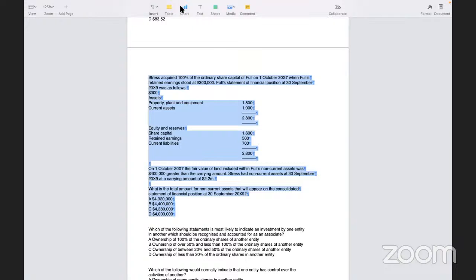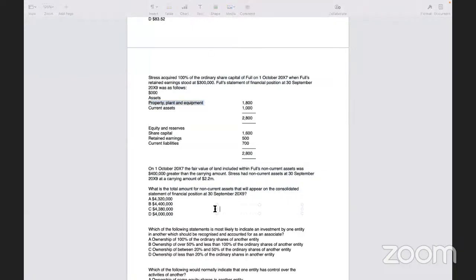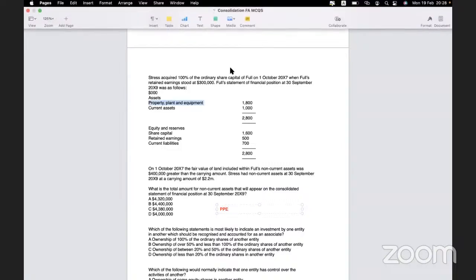Okay, right. So guys, in case you have forgotten how to do this one, first of all, they're asking for non-current assets. In my question, the only non-current asset that I can see is none other than property, plant and equipment. So this is the non-current asset that I can see. Normally property, plant and equipment is an asset, right? So how do we adjust it?